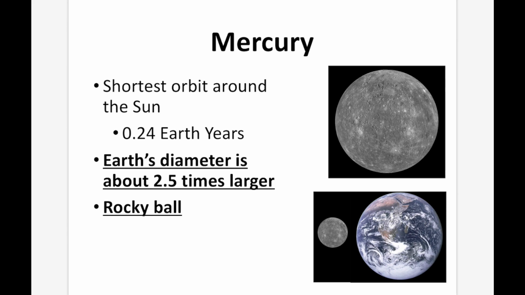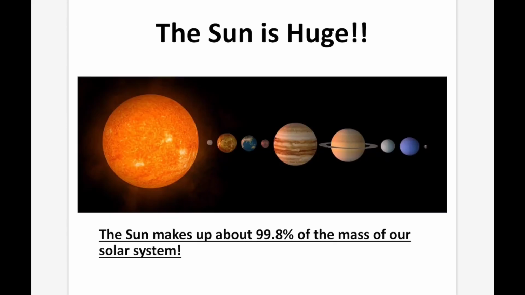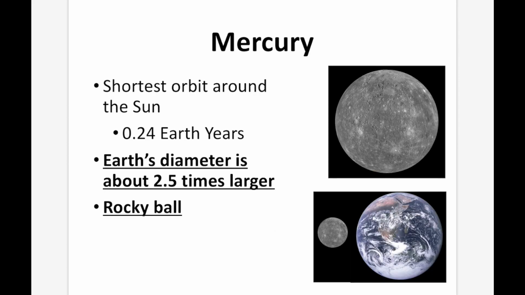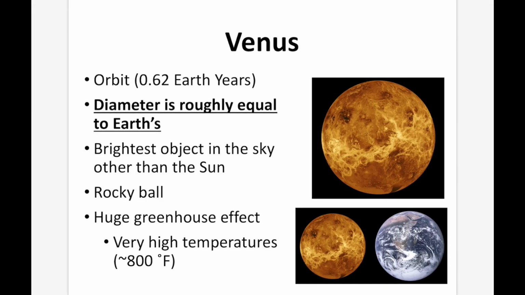Mercury has the shortest orbit around the Sun, and that's because it's the closest to the Sun. If you take a look at our picture here, Mercury is the one closest to the Sun. Therefore, it has the shortest path around the Sun. Shorter path, shorter year. Compared to Earth, Earth's diameter is about 2.5 times larger, and Mercury is simply a rocky ball floating in space.